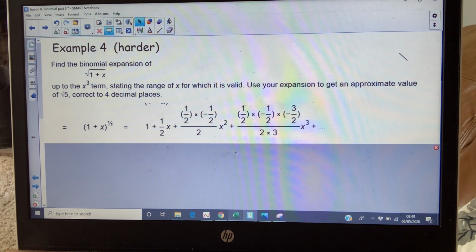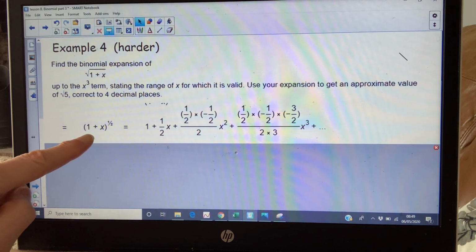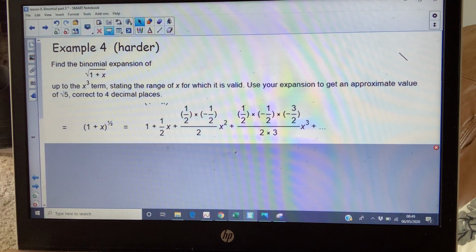Starts off okay though. Find the binomial expansion of the square root of 1 plus x, so 1 plus x to the half, up to and including the x cubed term. Okay, now that bit's fine. So again, I'm not going to go into loads of detail. Obviously, you would rewrite it like that. You would expand it binomially. It's all good. That's a 1.